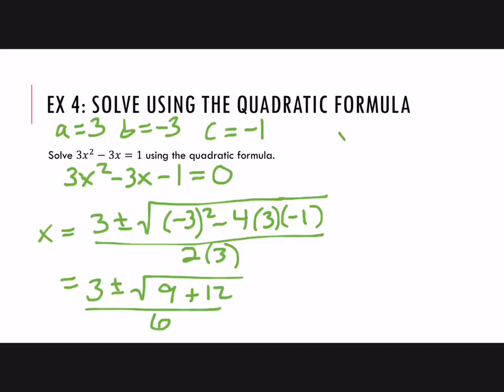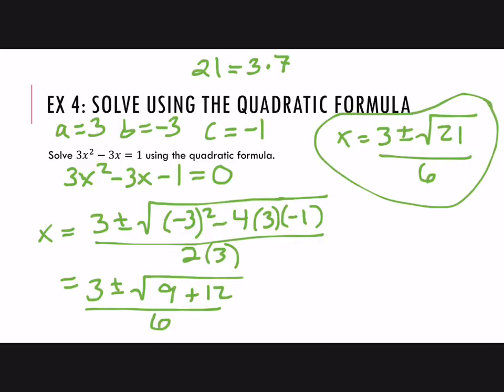Okay, so that's x equals 3 plus or minus square root 9 and 12 is 21 divided by 6. And 21 is 3 times 7. Those are both primes, and neither is a perfect square, so that can't be simplified. And we would leave the answer like that. Right. Now, notice in this one, it's tempting to try to reduce the 3 and the 6 to 1/2, but because we didn't have a number outside the square root of 21, we can't do that.